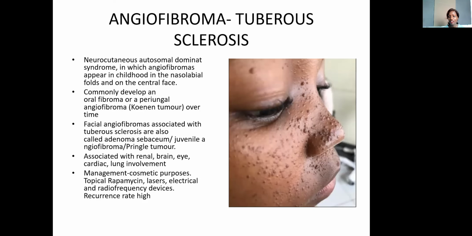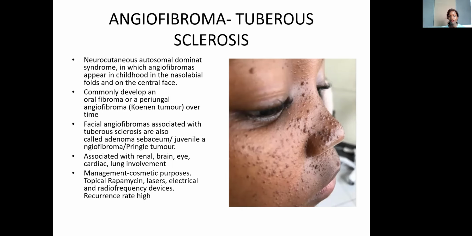So this is a patient with angiofibromas due to tuberous sclerosis. Tuberous sclerosis is a neurocutaneous autosomal dominant syndrome. These angiofibromas begin to appear in childhood around the nasolabial area and on the central face. Other areas where you can find angiofibromas are in the periungual area of the nails, and when they are found here, they are called Koenen tumors. Facial angiofibromas associated with tuberous sclerosis are also called adenoma sebaceum. This condition may be associated with systemic involvement, where they may have kidney, brain, eye, cardiac, or lung involvement.